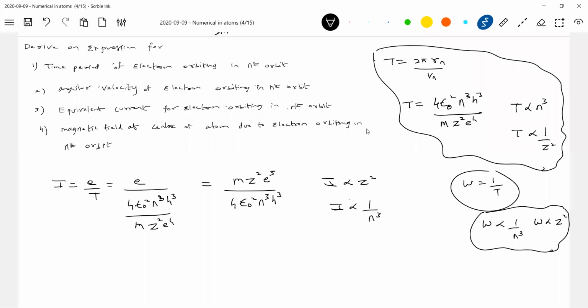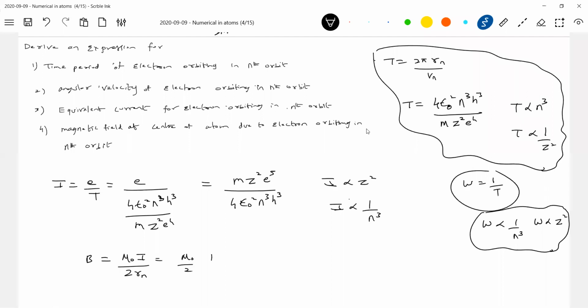This revolving electron will constitute a current. Rate of flow of charge is current. And this current flowing will produce a magnetic field at the center of the atom. Magnetic field at the center of the atom due to the electron orbiting in the nth Bohr orbit. What is the expression for magnetic field? B equals mu naught I by 2Rn.